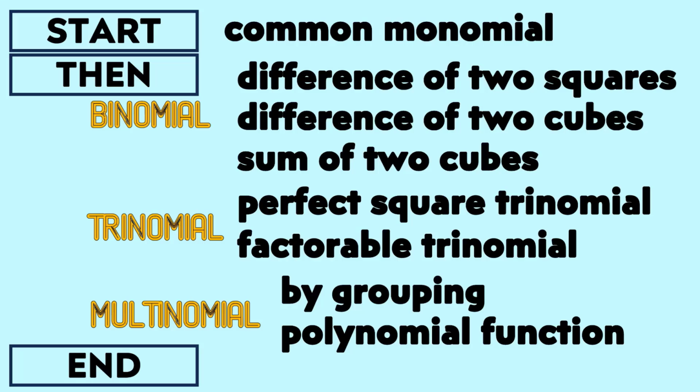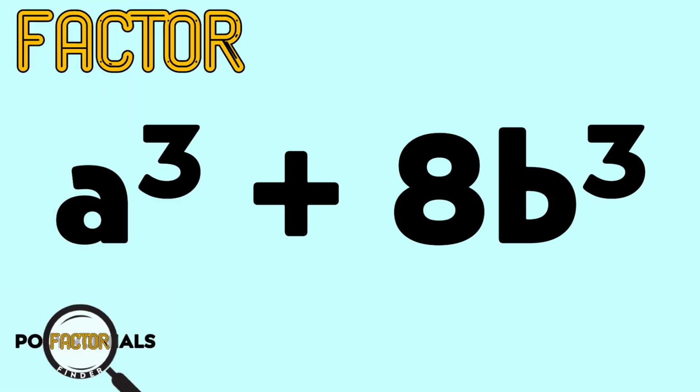Here's the guide for factoring polynomials. We need to start with the common monomial factoring. Then whatever will be the result, we're going to categorize them as to whether the result is a binomial, trinomial, or multinomial, and we have specific processes under specific results. Then we end it. Let's examine and factor completely this given binomial expression.